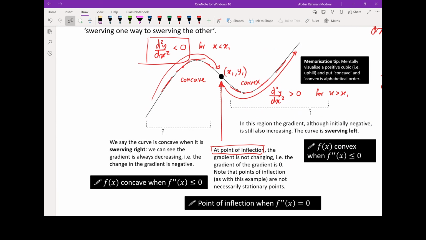And that's why d2y by dx squared, the second derivative at the point of inflection, is equal to 0. So, in order to determine a point of inflection, we need to first of all show that the second derivative is equal to 0. But then we need to show that just before that point of inflection and just after it, the second derivative d2y by dx squared is going to be negative on one side and positive on the other side. It could be positive and negative or negative and positive.